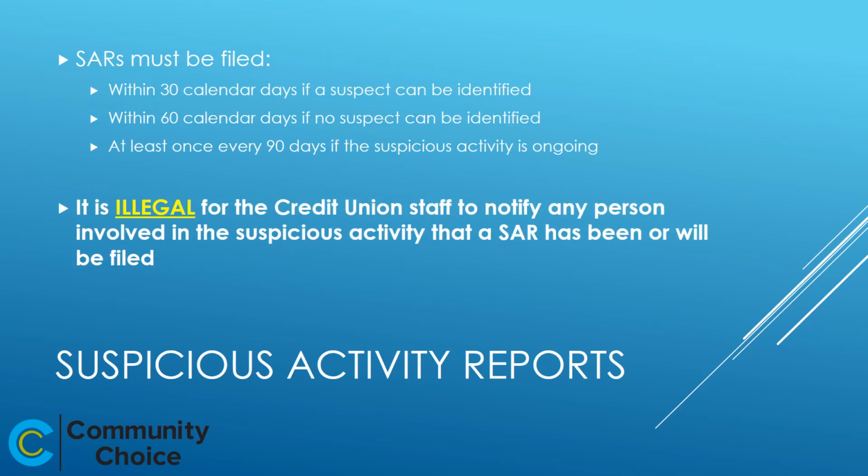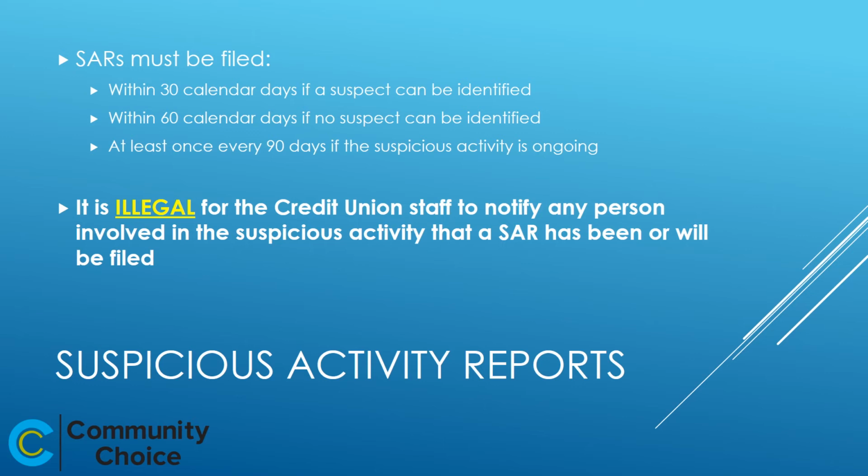SARs must be filed within 30 calendar days. If we can't identify a suspect at the time that we identify the activity, we have 60 calendar days to file the report. If the suspicious activity continues after initial discovery, we will file a new SAR every 90 days as long as activity continues.